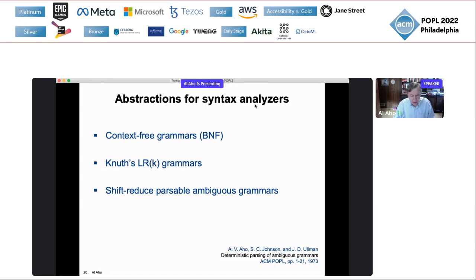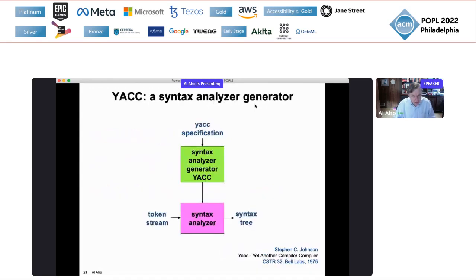Steve Johnson, Jeff Ullman, and I described such a parsing algorithm in our 1973 POPL paper. At the same time, Steve Johnson implemented a software tool called YACC at Bell Labs for constructing efficient syntax analyzers from these kinds of formalisms. YACC allowed compiler designers to write simple grammatical specifications for programming languages without having to learn the details of the algorithm for constructing the parser for them. YACC and its descendants, like Bison, are still widely used for creating parsers.